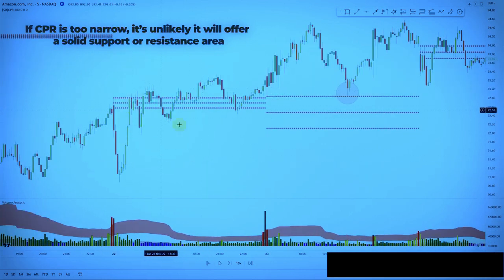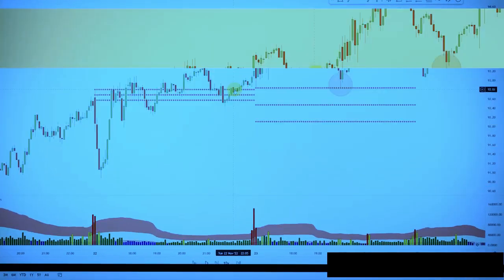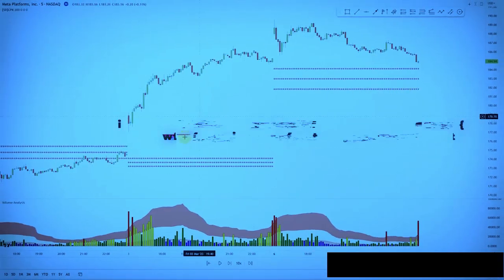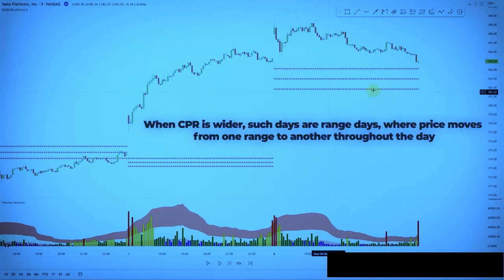The price broke on both sides, and no clear trend during that day, just sideways price movement and lots of consolidation. So if the CPR is too narrow, it's unlikely it will offer a solid support or resistance area. Also, when the central pivot range is wider, often but not always, such days are range days, where price moves from one range to another throughout the day.